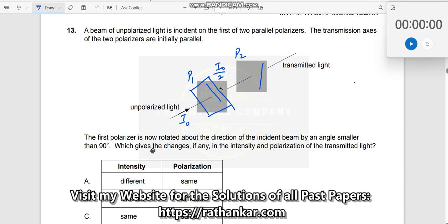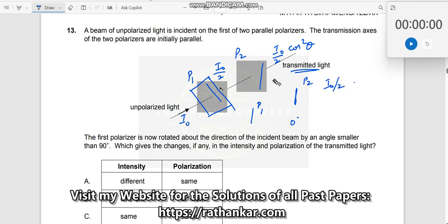Now what happens to the intensity if I rotate it like this? Initially, when they were parallel to each other, I0 by 2 will be over here, and here the output will be I0 by 2 cos squared theta. What is theta here? Theta is the angle between the two polarizer transmission axes. Initially, this was the transmission axis of the second polarizer P2, and this was the transmission axis of the first polarizer. The angle between them was 0, thus the outcome here was I0 by 2.